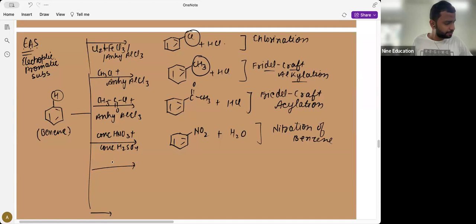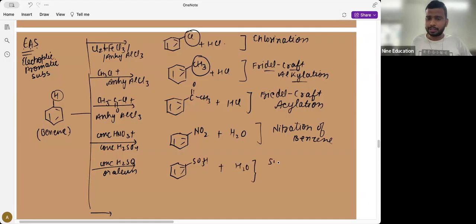Last one, see, let's say we have concentrated H2SO4 or oleum. So we will get SO3H on the benzene ring. And this is known as sulfonation. This is known as sulfonation of benzene.